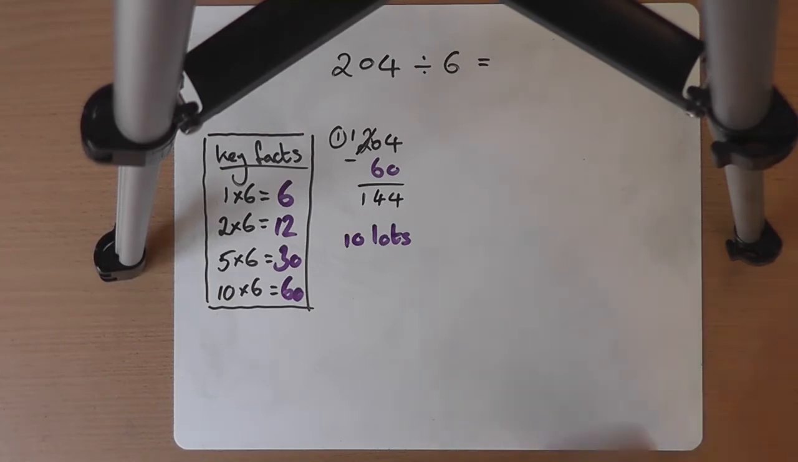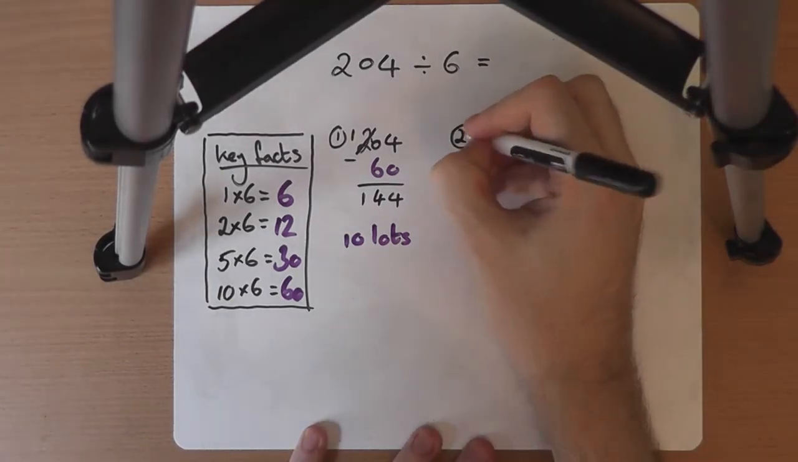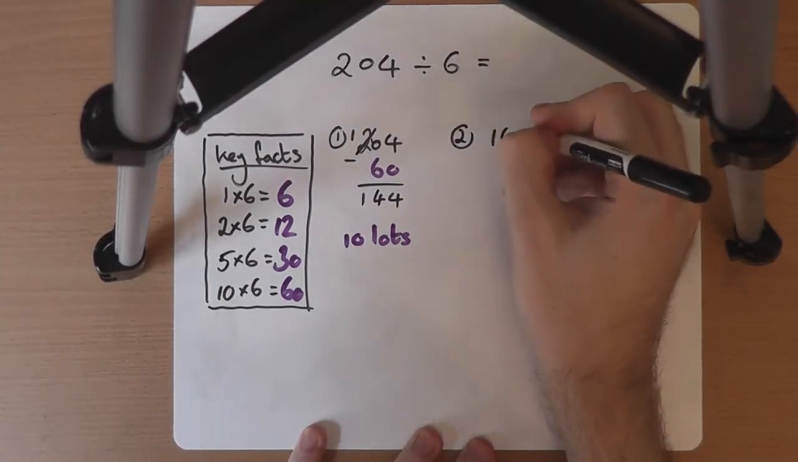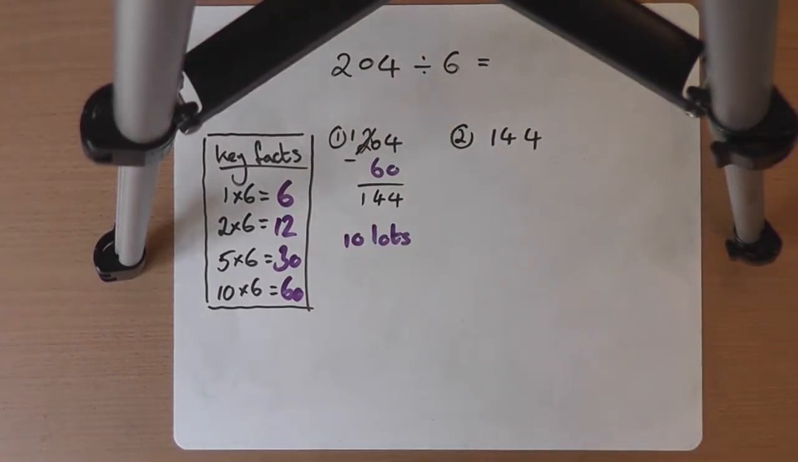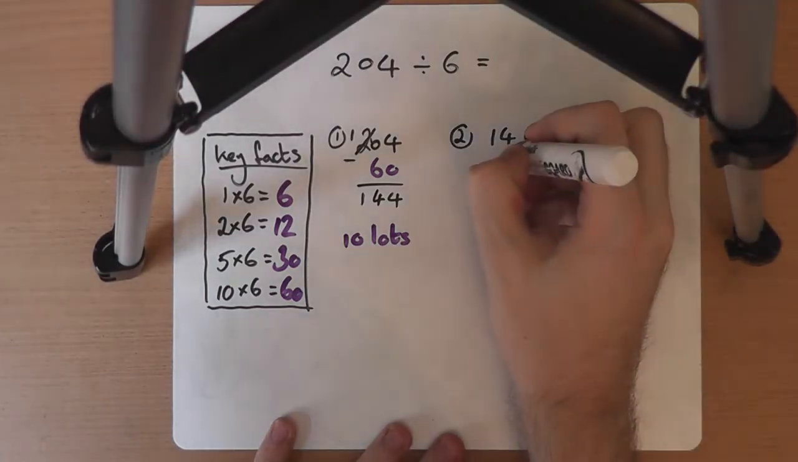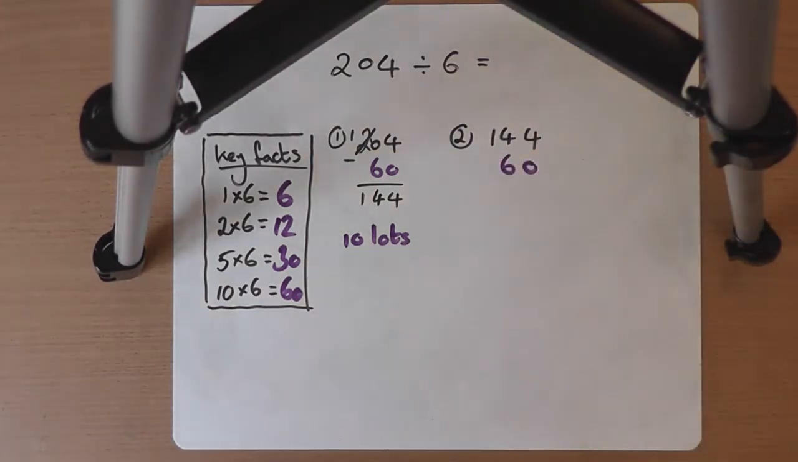I'm on 144. So I could do another takeaway. I could start with 144 this time. I can look at my bank of key facts and choose the biggest number that I can take away. Now I can use these more than once. They're just key facts. Once I've used it, I can use it again. That's absolutely fine. And I can look at my bank of key facts and clearly the biggest thing that I could take away is, once again, 60. So I'm going to take the 60 away.